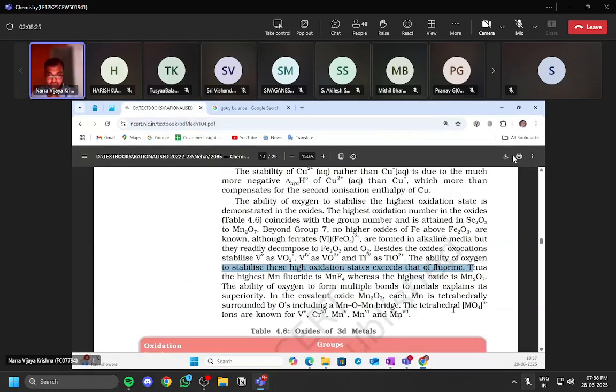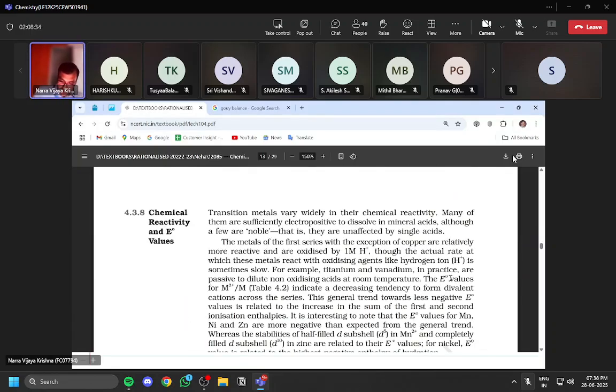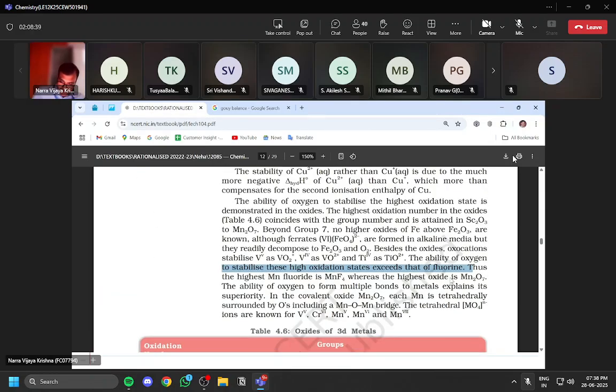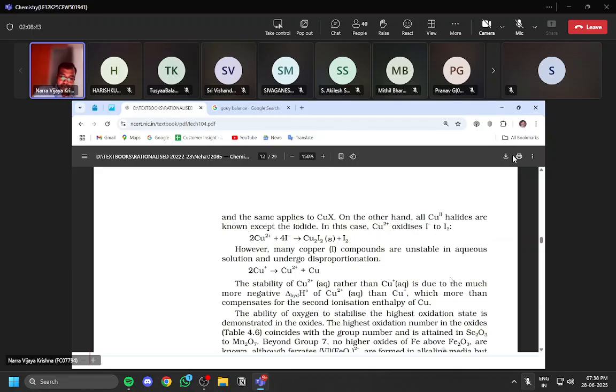CuI2. Generally, CuI2 disproportionates, right? Think, is there anywhere you can find CuI2? Not this one. Here. Observe. Copper on reaction with I minus is forming Cu2I2 plus I2, but it is not forming CuI2. Are you able to understand? Right?